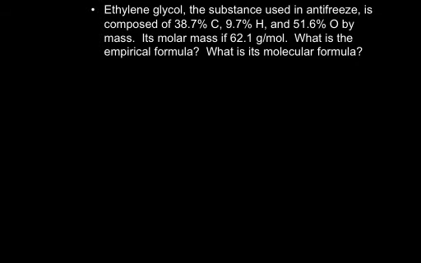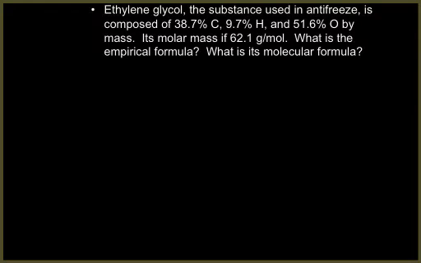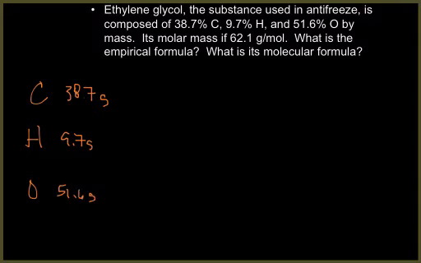Okay, so we're going to start with our list. So I have carbon, hydrogen, oxygen. 38.7 grams of carbon. It's a percent, so I'm changing it to grams. 9.7 grams of hydrogen, 51.6 grams of oxygen.